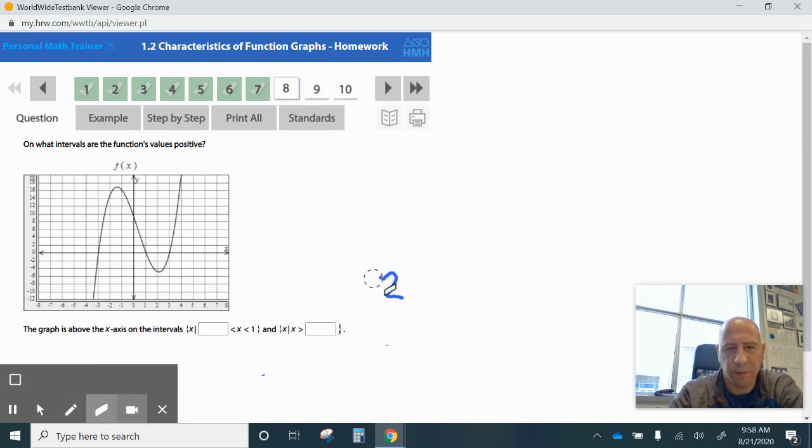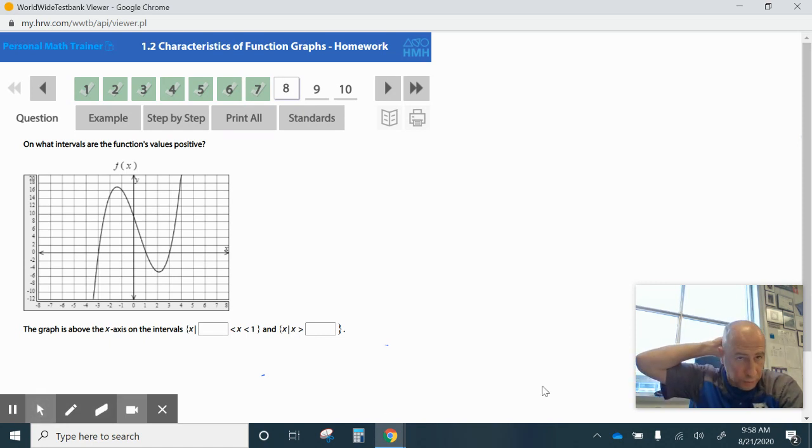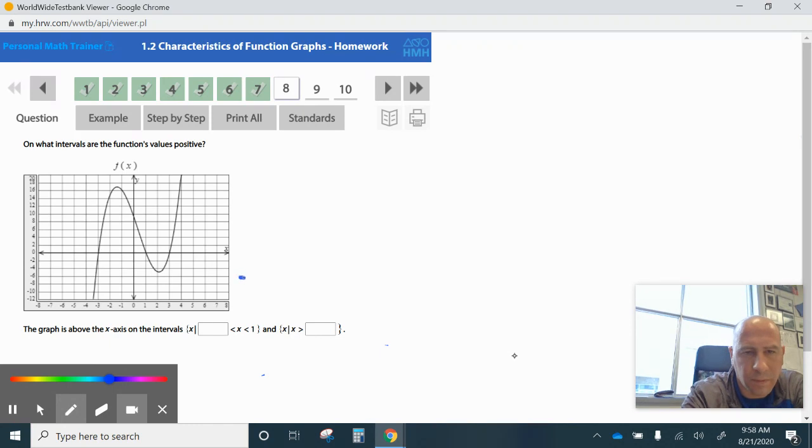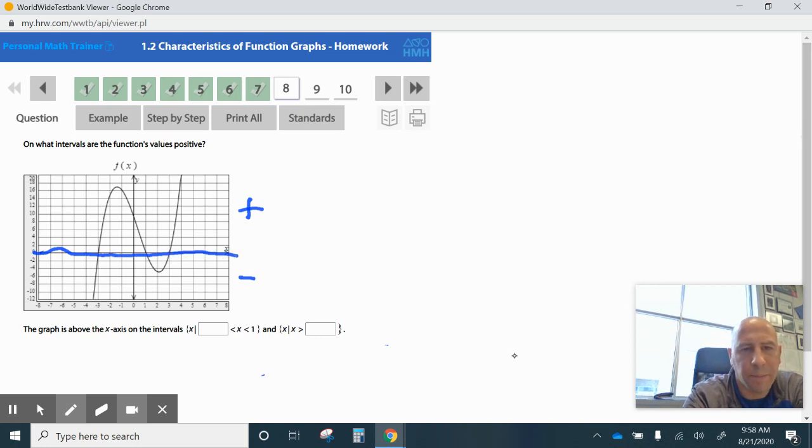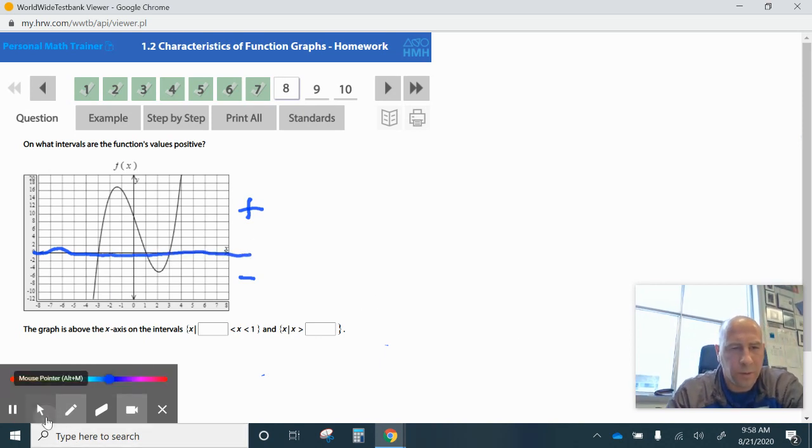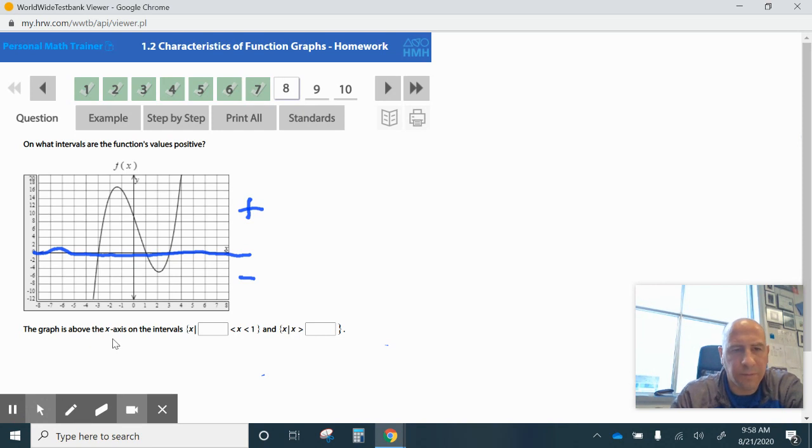All right, let's look at question number 8. That's where the number just popped up. On what intervals are the function values positive? The graph is above the x-axis on the interval. So this is negative here, this is positive here, and it's all separated by the x-axis. Oh, they're using the word above, but negative, positive, same thing.